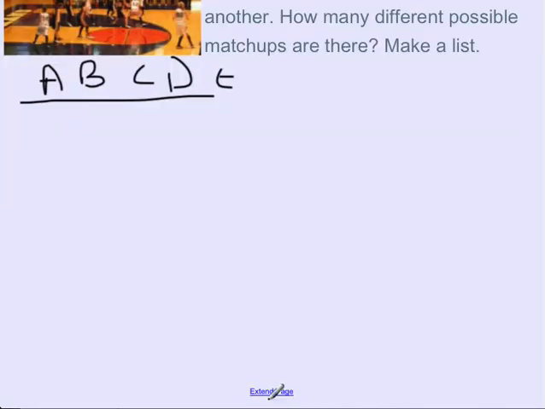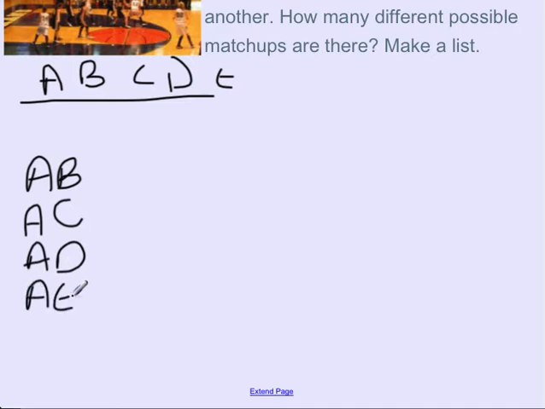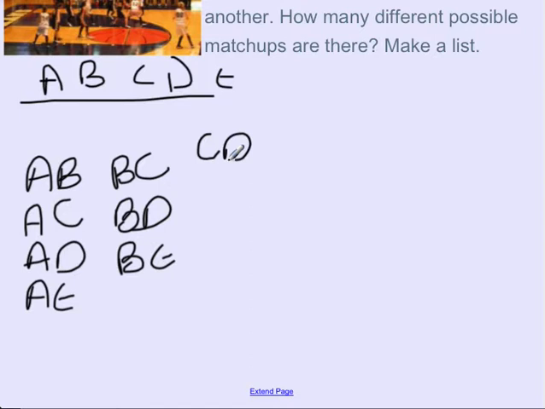Well, let's take a look at it this way. Team A can play Team B. And you know what? It doesn't matter if we write Team B plays Team A. It still means the same thing. So the order in which I write it doesn't really matter because it still means the same thing. Team A can also play Team C, Team D, and Team E. Likewise, Team B can play Team C, D, and E. Team C can play Team D or E, and D and E.